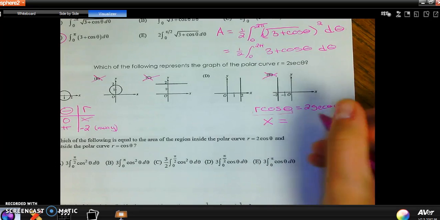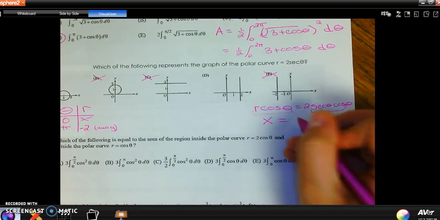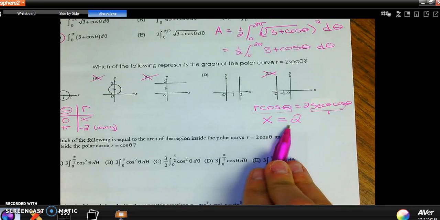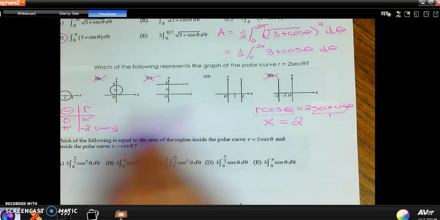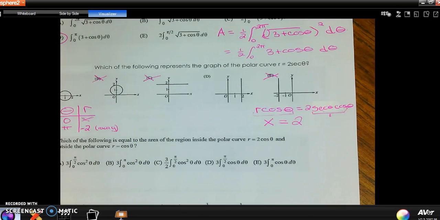So 1, right, this part equals 1, times 2 gives me 2. So x equals 2 is the line I'm looking for, which is D. And again, you could have kind of gotten there from elimination.